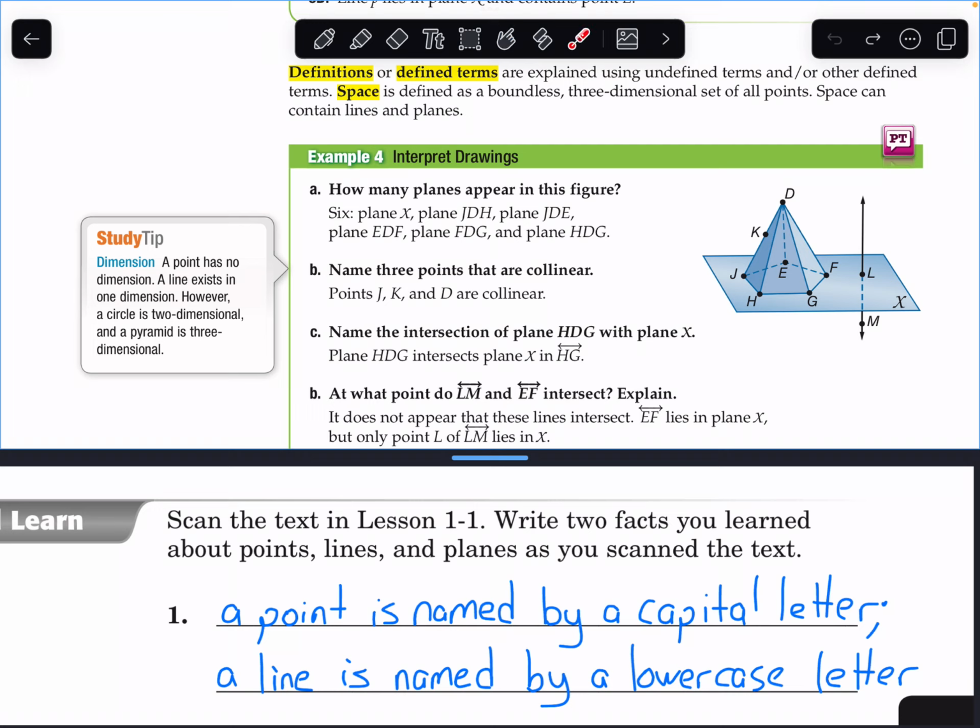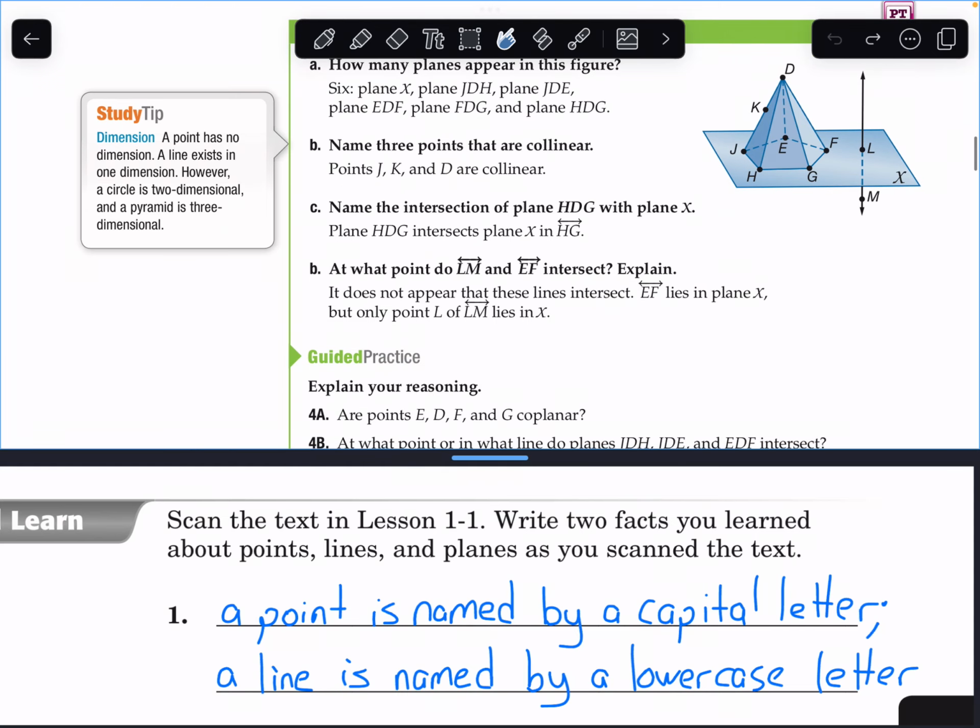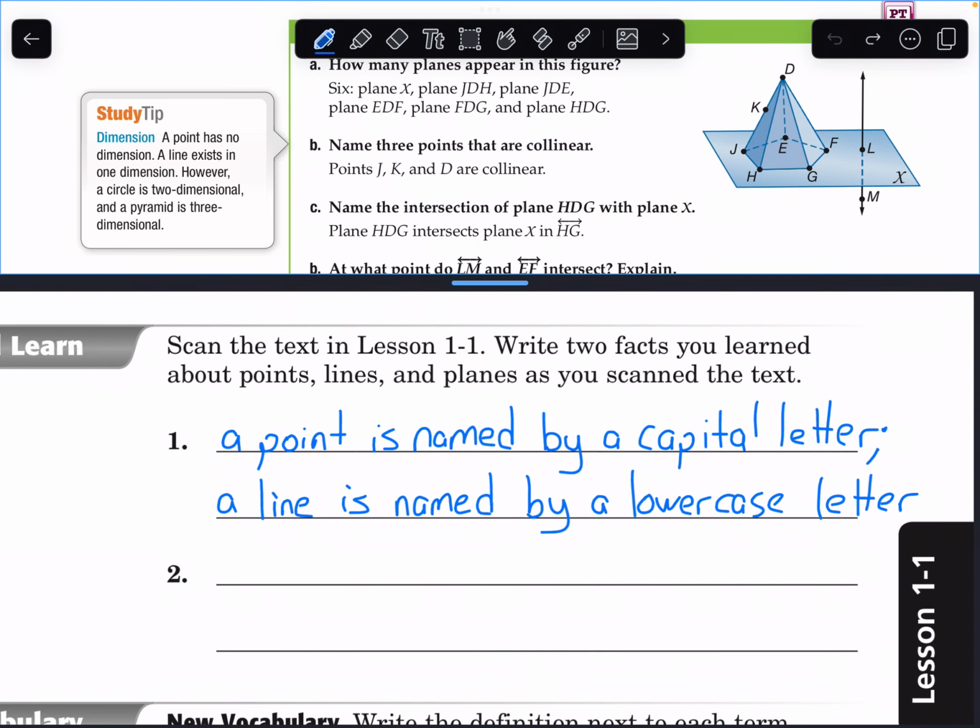Ooh, I like this. This little study tip. This is another good source of some facts we could put in here. A point has no dimension. A line exists in 1 dimension. However, a circle is 2-dimensional. A pyramid is 3-dimensional. I like that. Let's use that for our little fact-finding hunt.